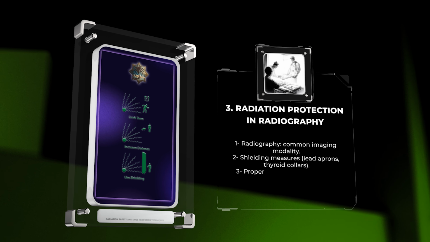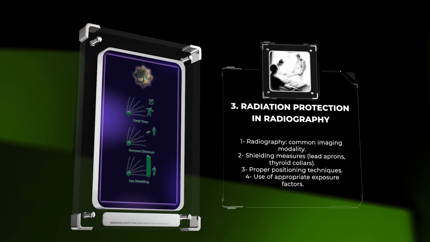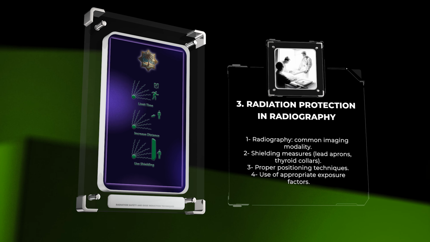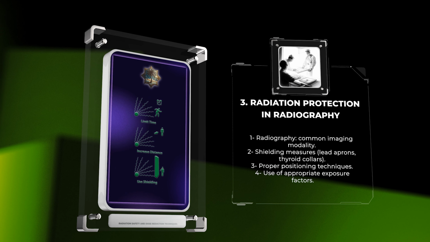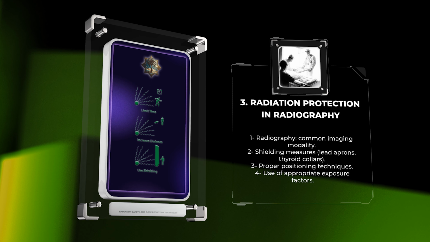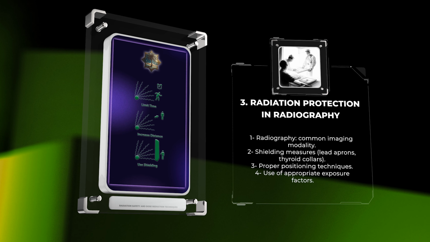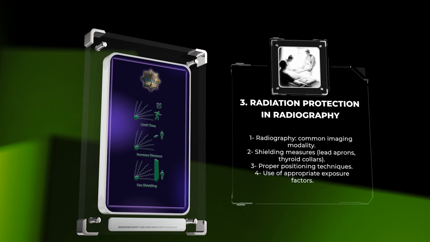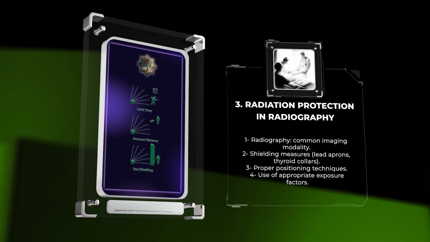Radiography is a common imaging modality that utilizes ionizing radiation. To ensure radiation protection, radiographers must employ shielding measures such as lead aprons and thyroid collars. Additionally, proper positioning techniques and the use of appropriate exposure factors help reduce unnecessary radiation exposure to patients and operators.